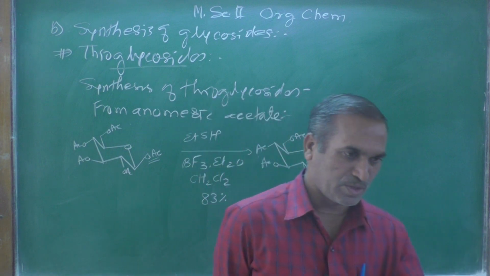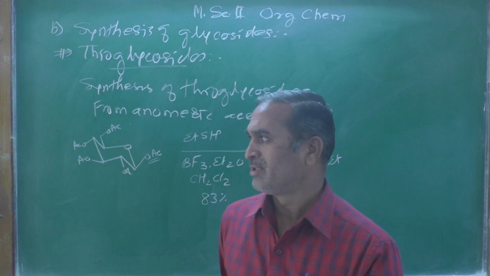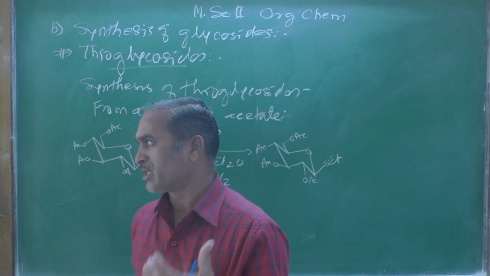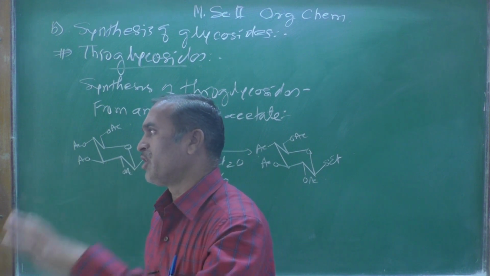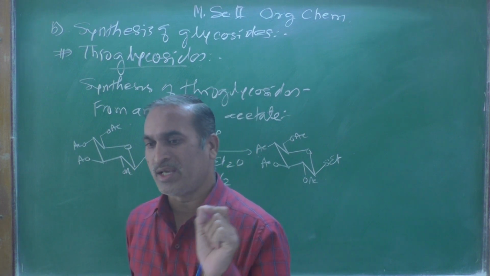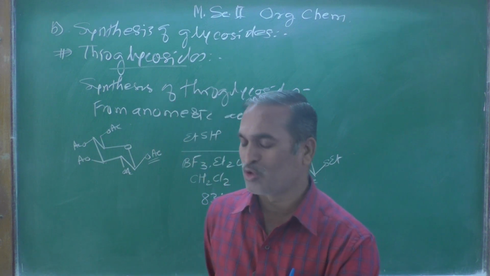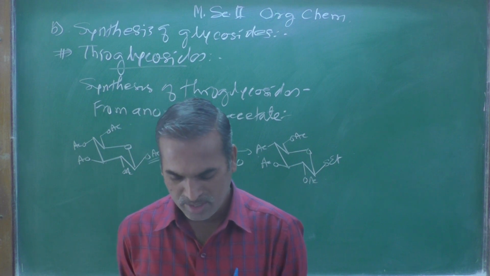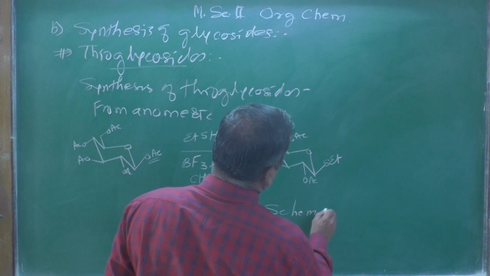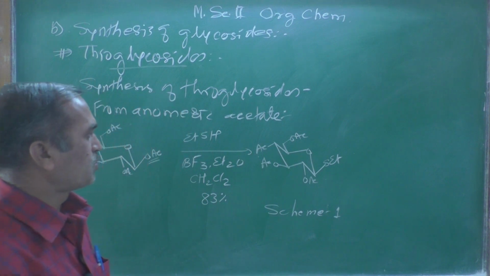And anomers, as we know, the alpha and beta ring structures of D-glucose are known as anomers of each other. They are diastereomers, and they differ in configuration at only one carbon atom, C1. That type of optical isomers are known as anomers, and this is scheme number one that I am representing here.